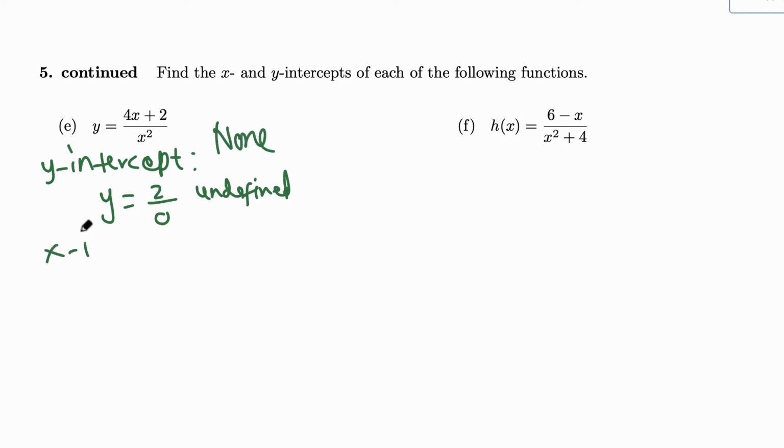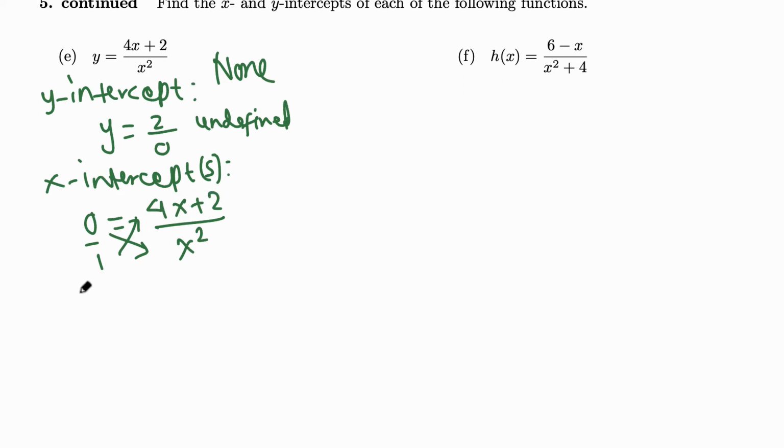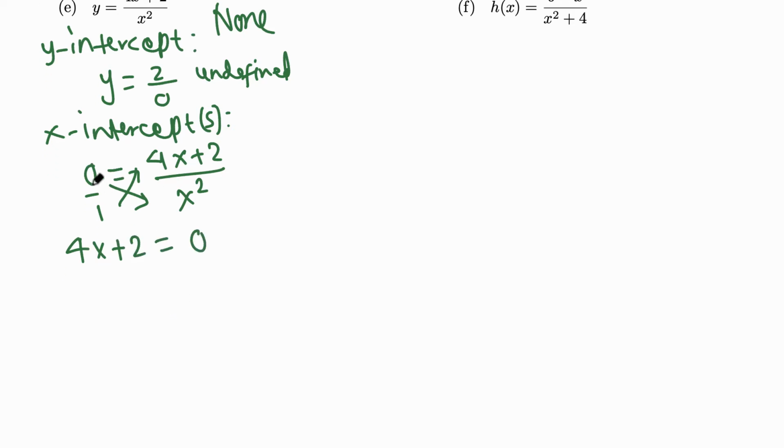And for the x-intercept, we can have more than one x-intercept. We set y = 0. y = 0 means 0 equals (4x plus 2) over x squared. Now we need to solve this equation for x. So we can write 0 as 0 over 1 and cross multiply. So let me write it this way first, because 0 times x squared is 0.